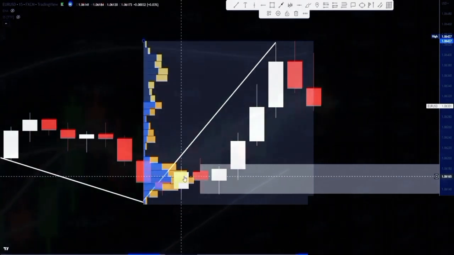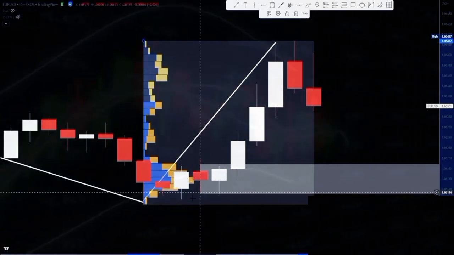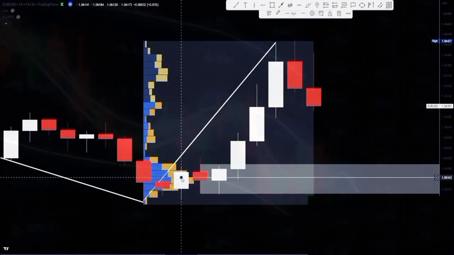Now what I want you to do is those points that you can clearly identify as higher points compared to the ones on the left and on the right, go ahead and add a straight line right on top of them.